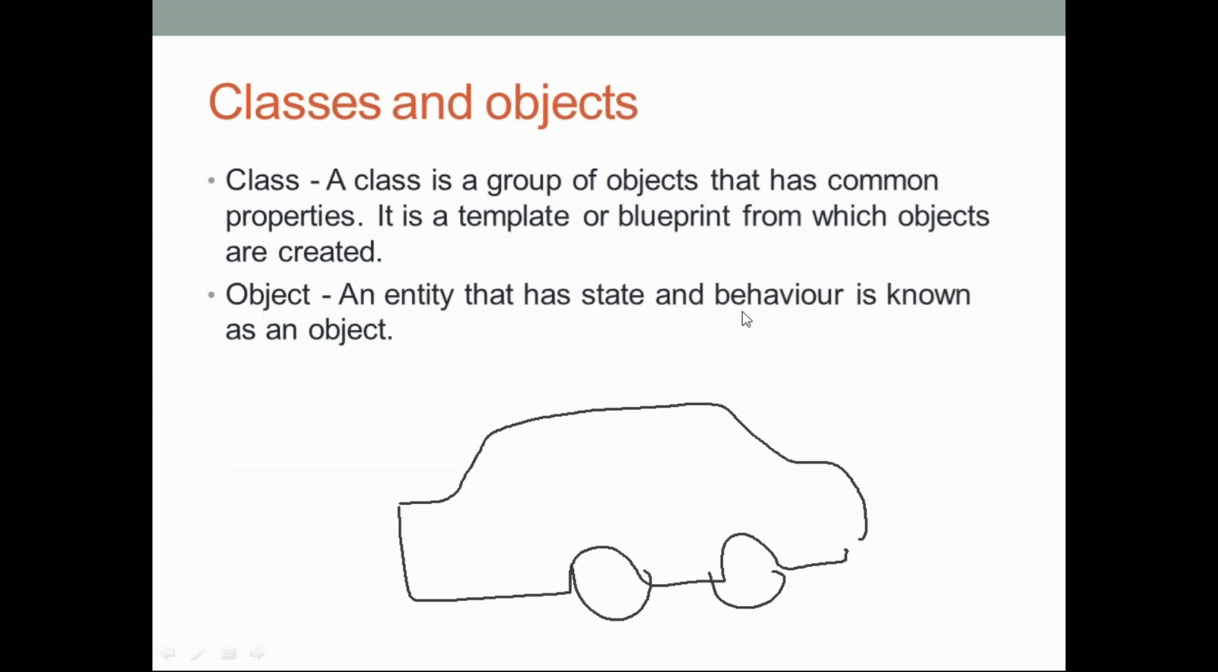Object means an entity that has state and behavior. So that particular set of properties due to which a particular thing has its own state of existence, that we term as the object. Like a car, like BMW has its own state of existence. It can be distinguished from Mercedes because it has a certain set of properties which are different from that of BMW. So an entity that has state and behavior is known as an object. So that is the definition.